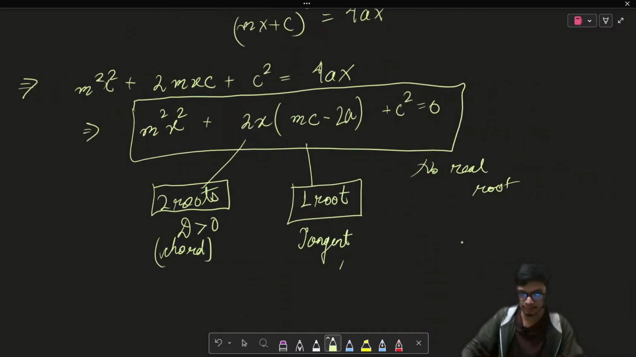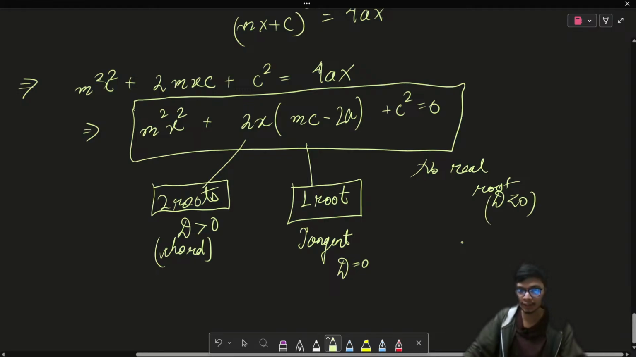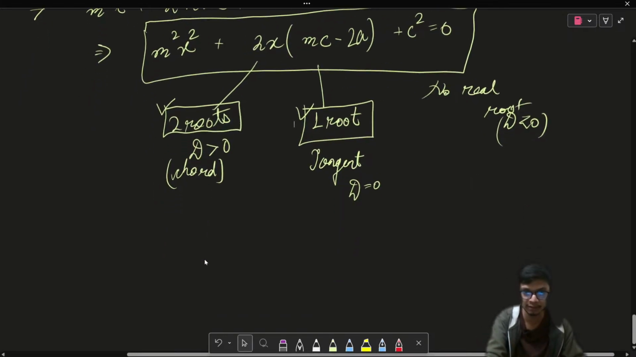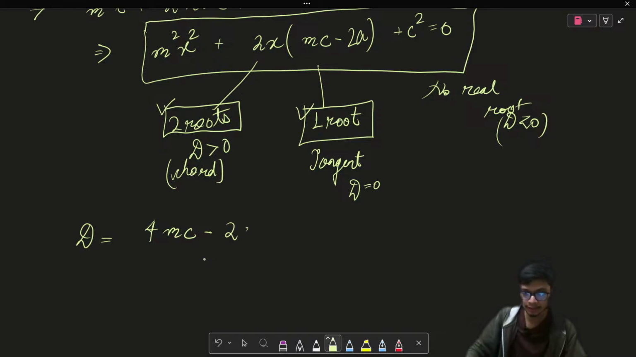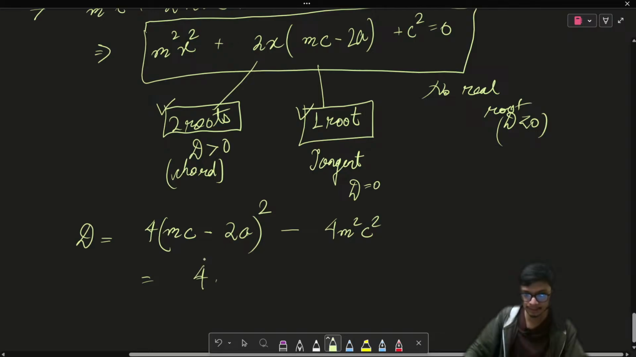So depending upon the discriminant of this particular quadratic equation, we can determine the cases of chord and the tangent, right? So therefore if I try to find out the discriminant, the discriminant D is going to look like 4 times (mc minus 2a) whole square minus 4m square c square, and that I can simplify and write as 4a square minus 4amc, right?